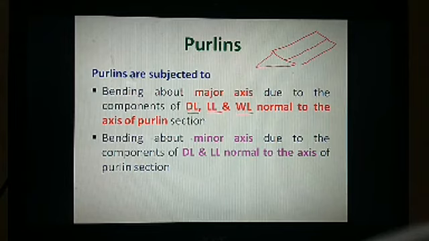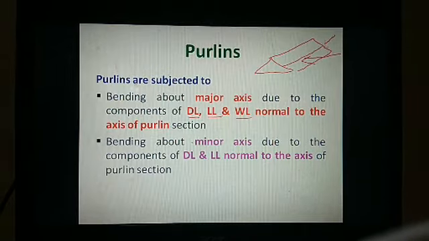What do you mean normal to the axis of the purlin? Let us take this is your purlin. Okay, so one force will be like this, and the other force will be like this. అర్థమవుతుందా?